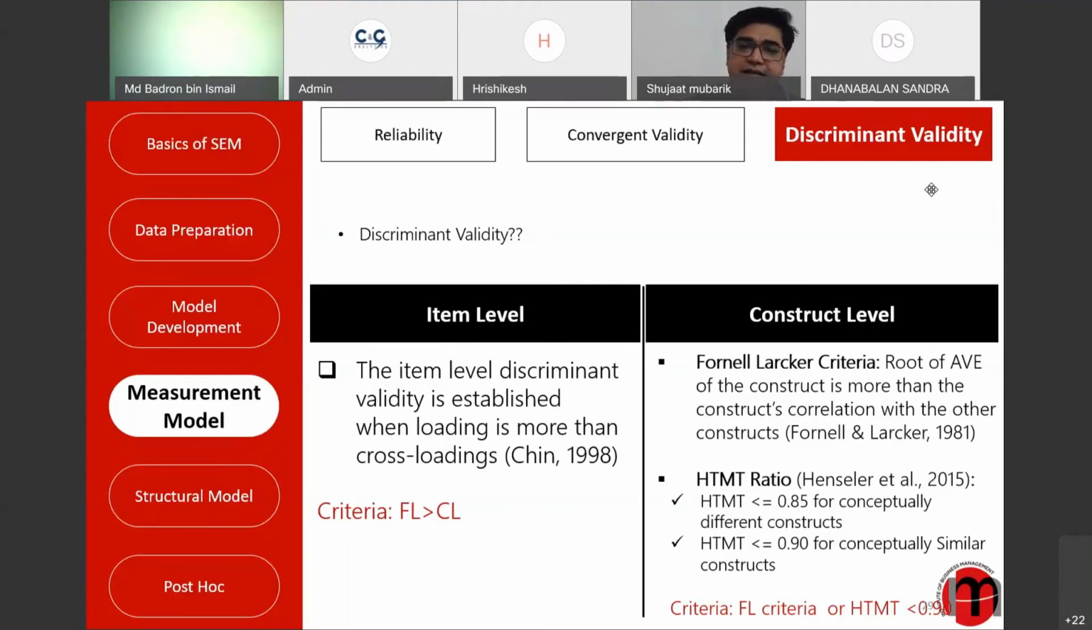And the other which could be used is the HTMT. It's simply that the HTMT value should be less than 0.90 for each construct to be acceptable, or to have discriminant validity.